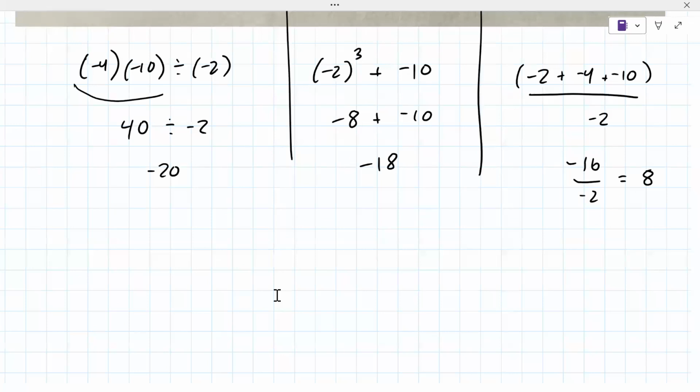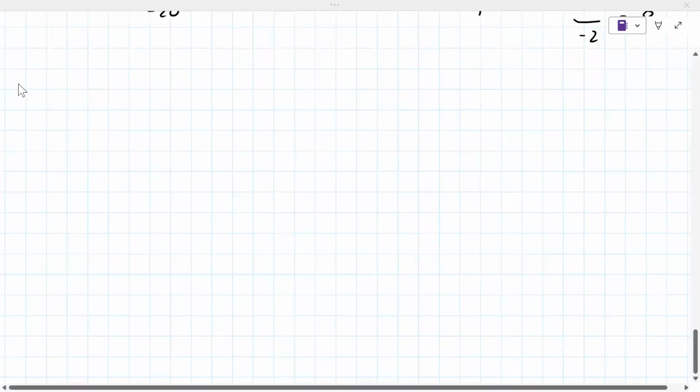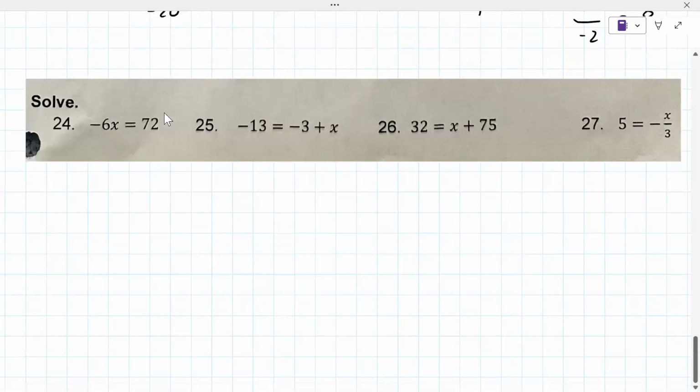Then -6, divide by -2. So you're down to the solving. X equals -12, I guess. Yeah, you divide by -6, x equals -12. Good. And make sure you're always looking at the side with the variable. It's easy to look at the wrong side and try to do something.